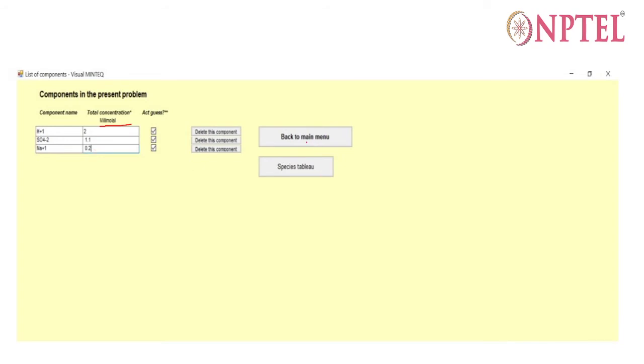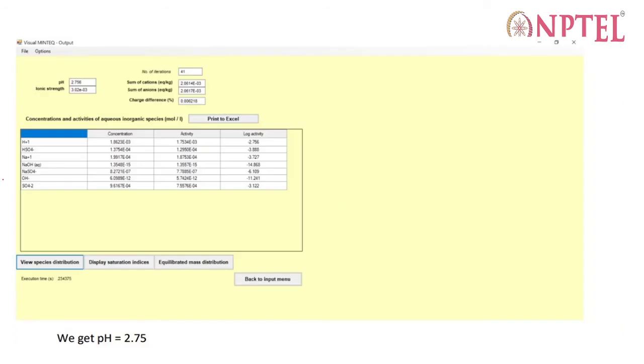Just go back to the main menu and then just run this VMinTech. If you run VMinTech, you will find out the pH. So pH is given as 2.756. That's the pH here, right? We'll get the ionic strength also, and this is our pH here. Now we'll go to the next problem.